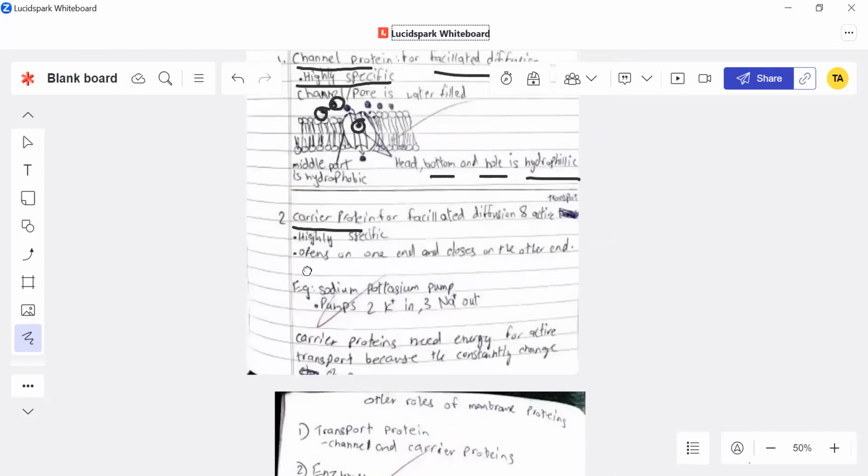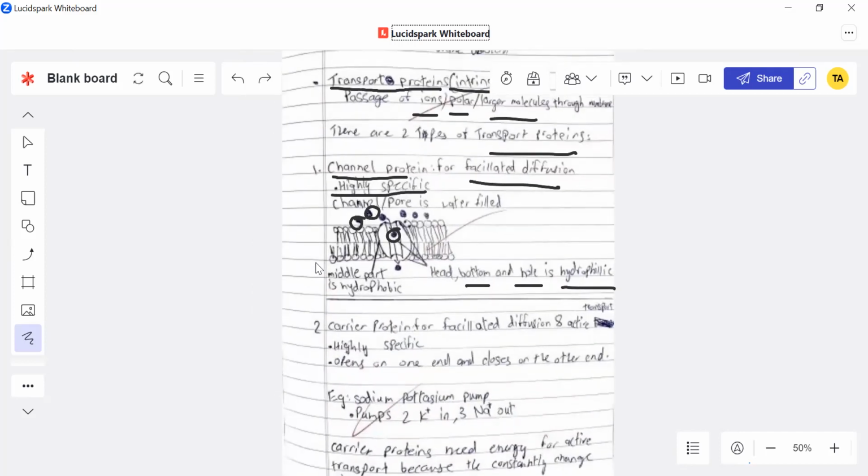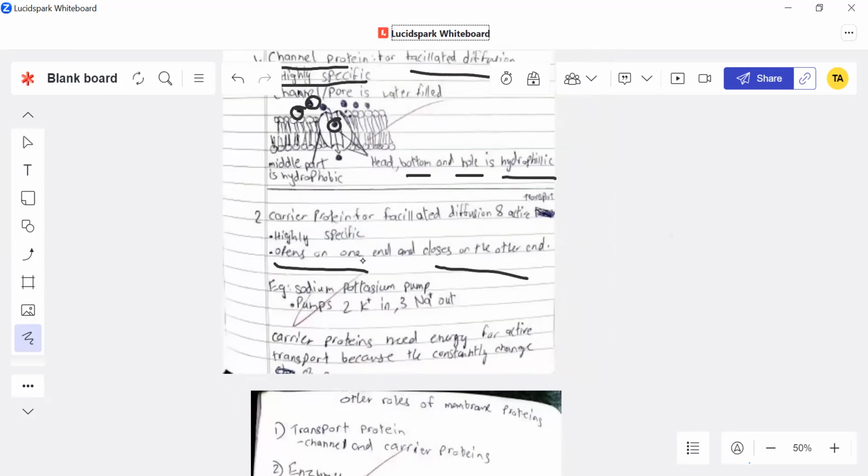And the second type of transport protein is called the carrier protein. This type of protein is used for facilitated diffusion and active transport. Again, I'll explain both what active transport and facilitated diffusion are. For now, remember that carrier proteins are also highly specific. It opens on one end and closes at the other end. What do I mean by this?